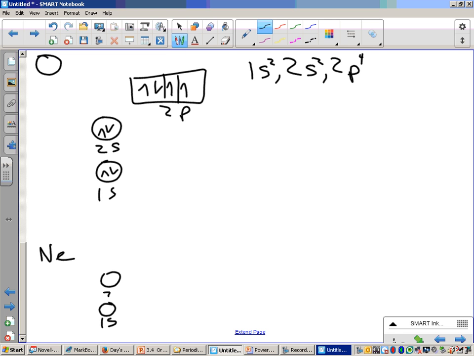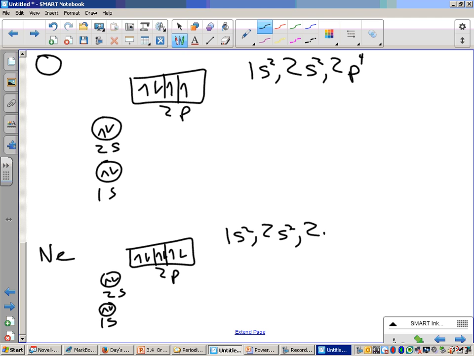1s, 2s, 2p. How many electrons in neon? 10, I believe, right? 1, 2, 3, 4, 5, 6, 7, 8, 9, 10. Its p orbital is full. It is stable. It's a noble gas. In terms of the electron configuration, 1s2, 2s2, 2p6. All right? Okay?